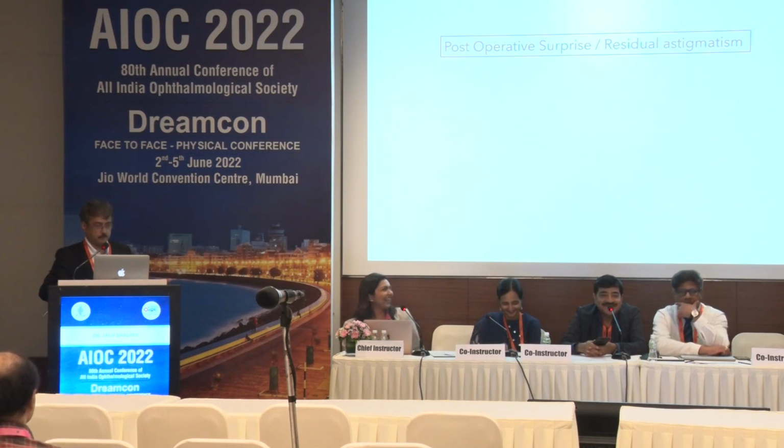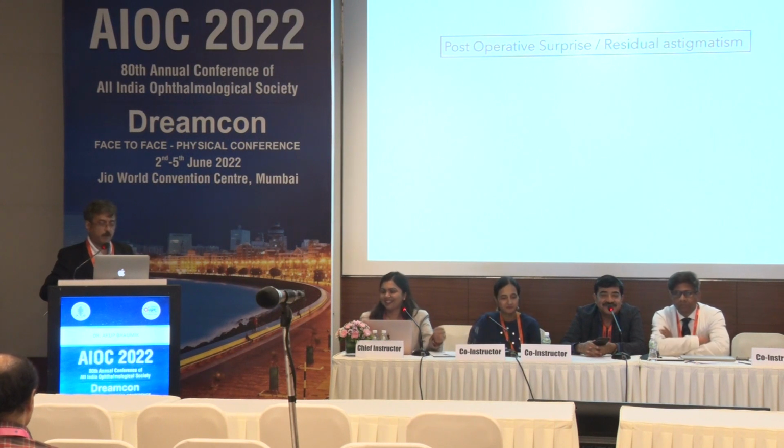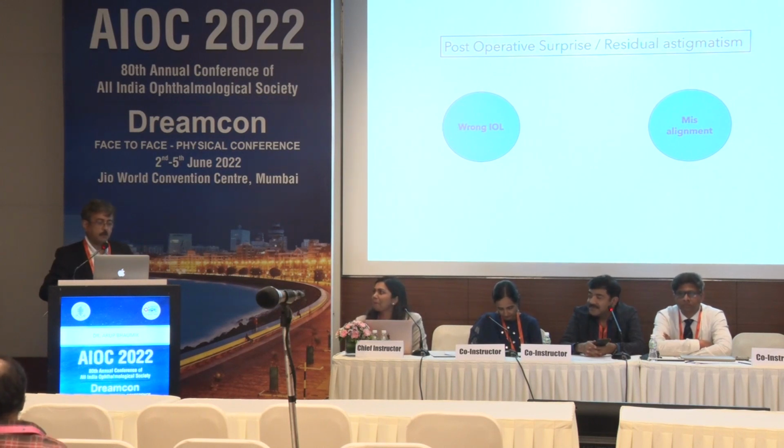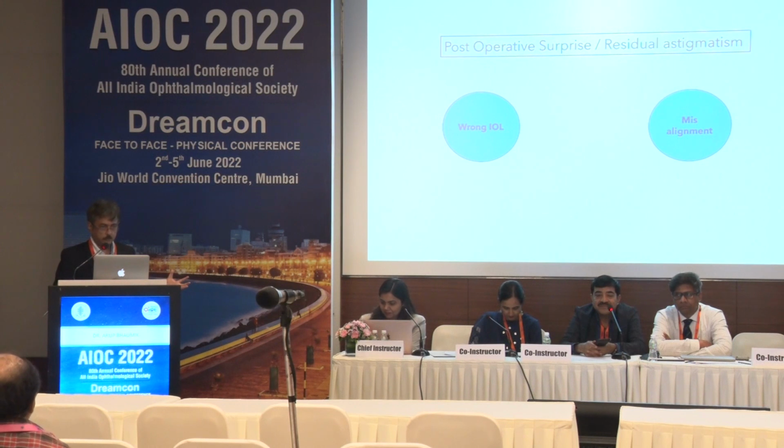So my topic is postoperative assessment and alignment. The postoperative surprise or residual astigmatism is common when you implant a toric, and this incidence is less now, but it could happen in any case. So what could be the reason for this postoperative surprise or residual astigmatism? It could be the wrong IOL selection, or it's a misalignment. With misalignment, maybe there is the wrong axis of implantation, or maybe there is a postoperative rotation of the IOL.